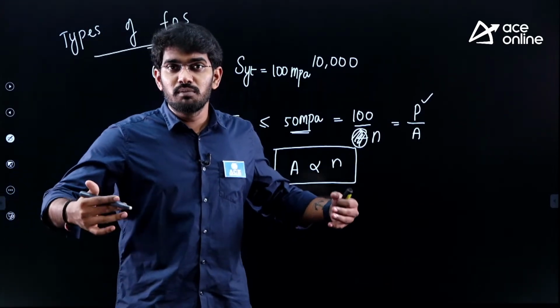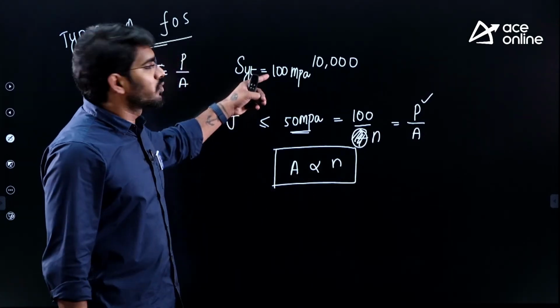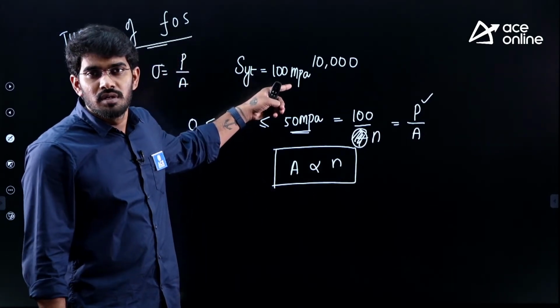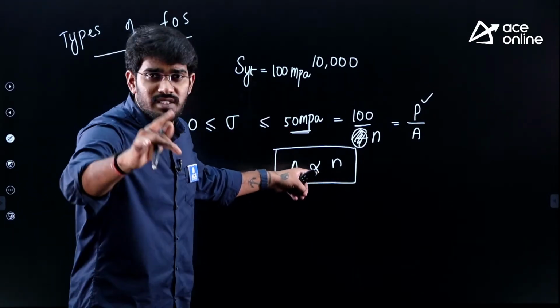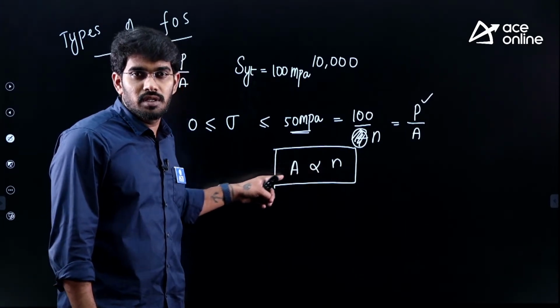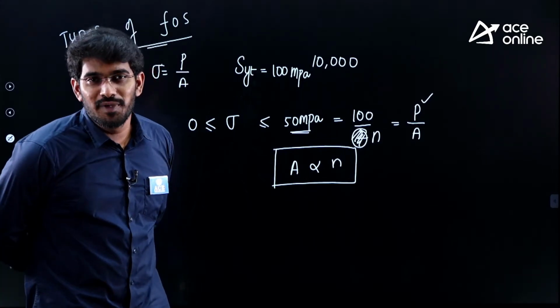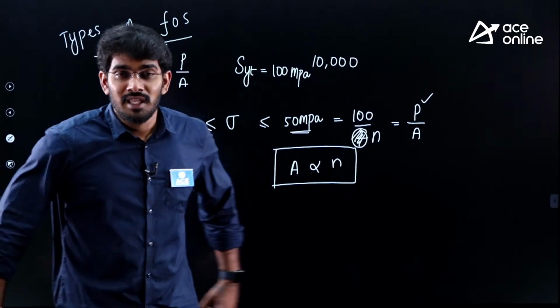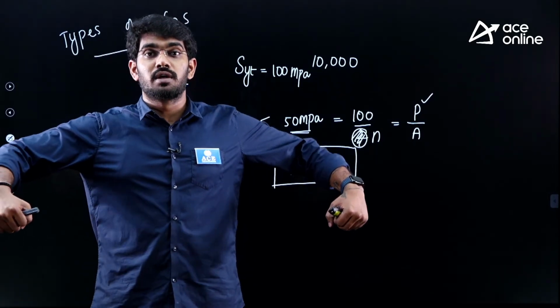If you want more and more safety, which means you never try reaching this failure stress. Remember that the safety is represented in the form of a number. If you are increasing this safety, you are increasing the area of the component. Are you increasing the area of the component? Yes. If you are increasing the area of the component, the component becomes more and more stronger.